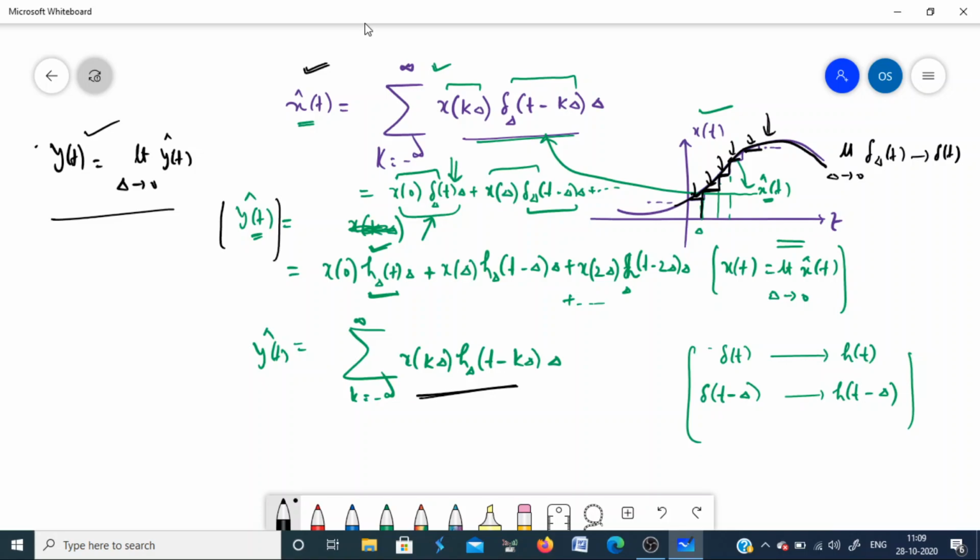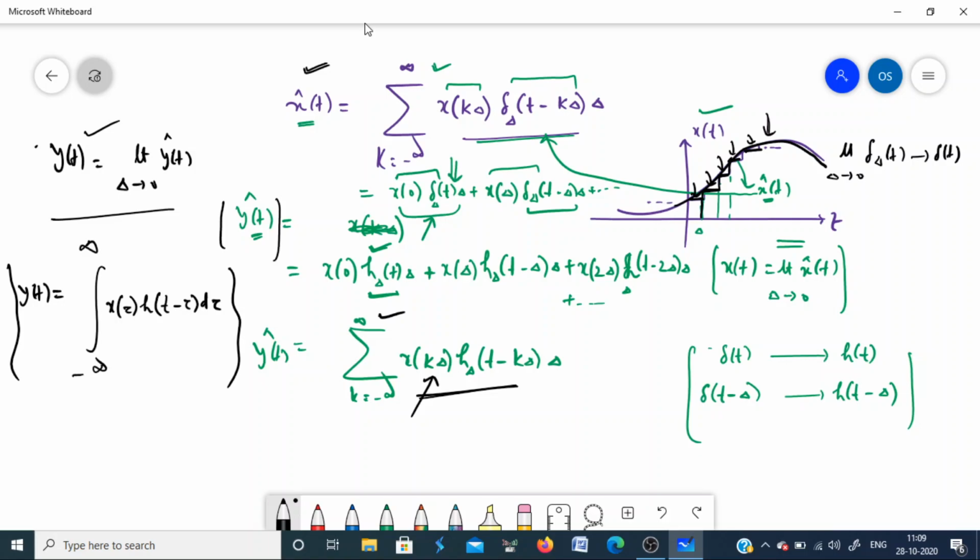Okay. So what you will get in the output y(t) in that case, when your delta approaches to 0, this x of k del becomes a continuous parameter. Okay. And this summation will converge to an integral. So you will get integration from minus to plus infinity x of tau h of t minus tau d tau. Okay. This is what is called as convolution integral.